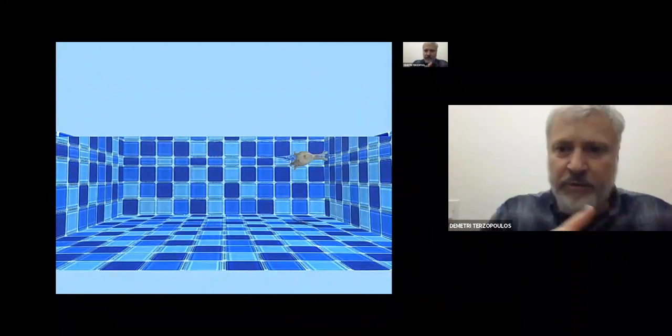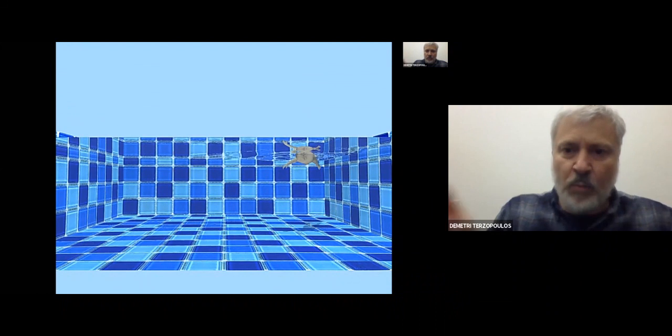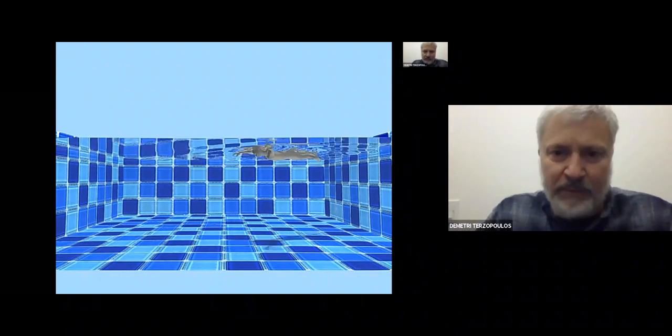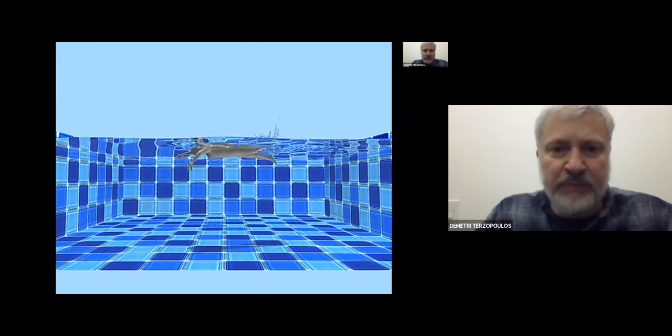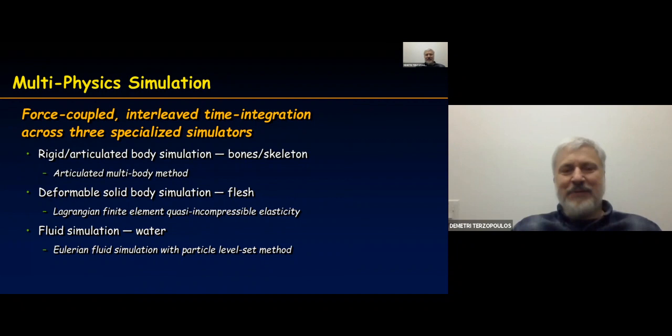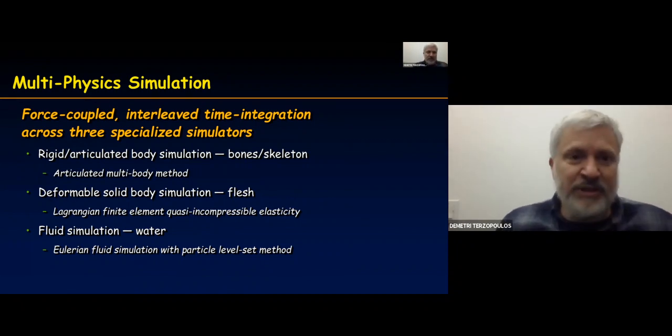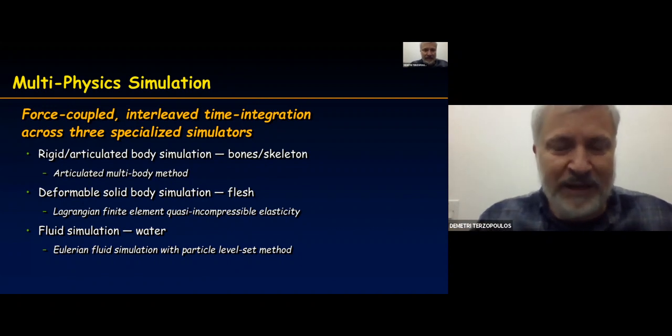You can also turn in water. This is like a one-arm turn. It could rotate around in the water, so it can move pretty freely. But this is a very, how to put it, ambitious multi-physics simulation here.